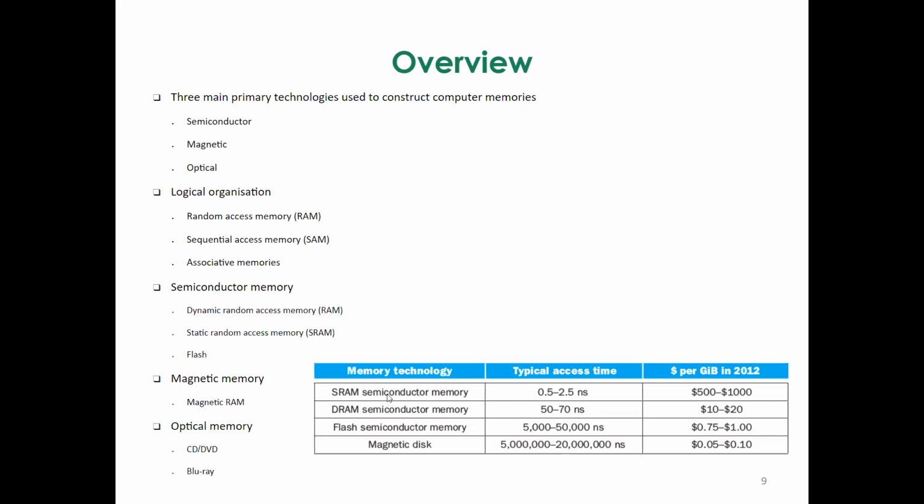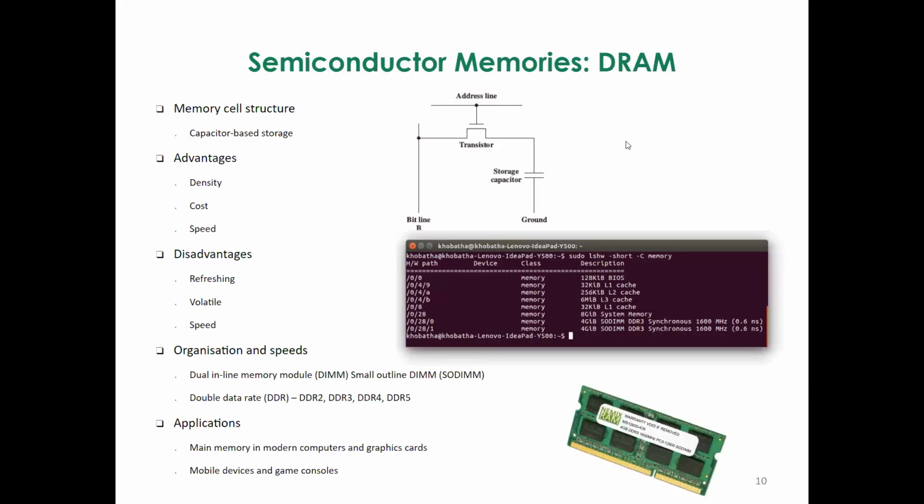But of course, this is the same technology which is used to build your registers. And so it's faster than your DRAM. DRAM is faster than flash, which is faster than magnetic disk. But of course, the price tag is also inverted, with the faster being more expensive, obviously.